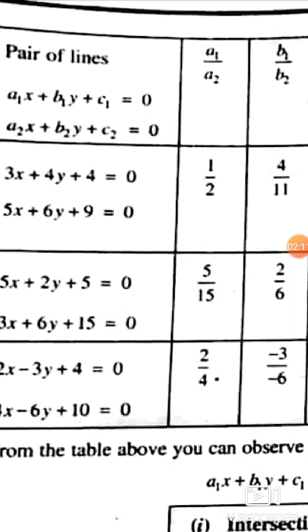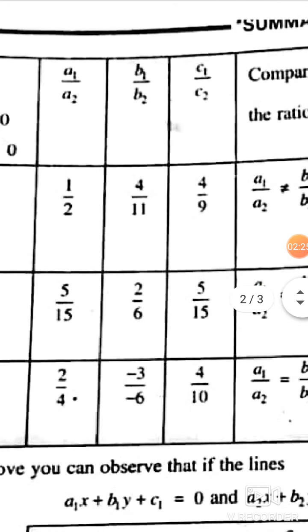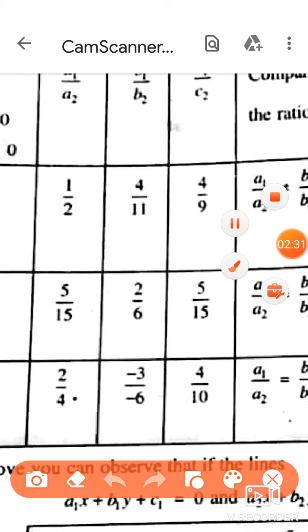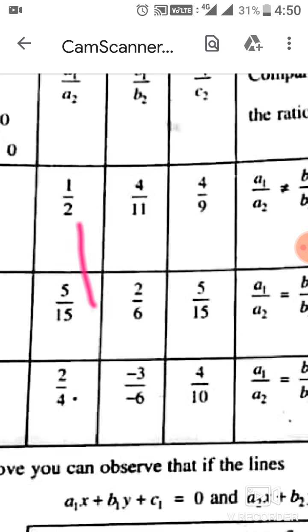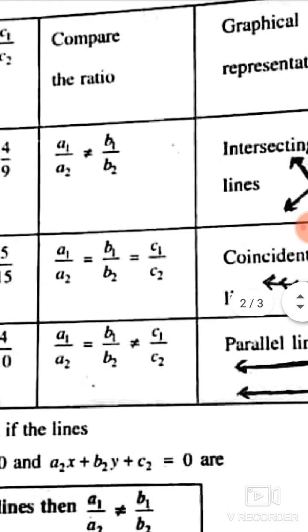Here there are two equations, a1x plus b1y plus c1 equal to 0 and a2x plus b2y plus c2 equal to 0. These are the two pairs of linear equations. Now we have to find out the ratios a1 upon a2, b1 upon b2 and c1 upon c2, and compare these ratios.